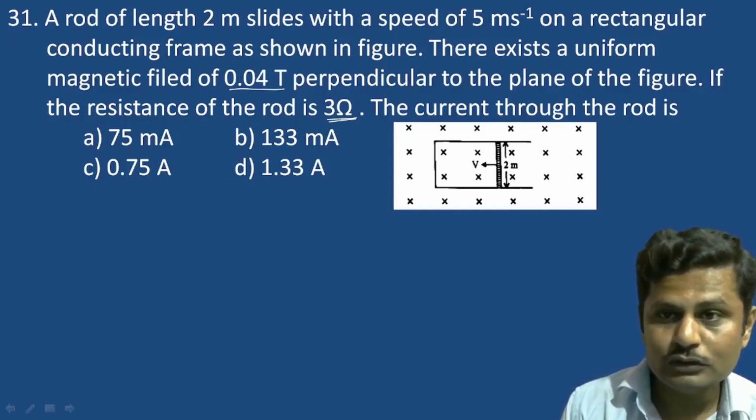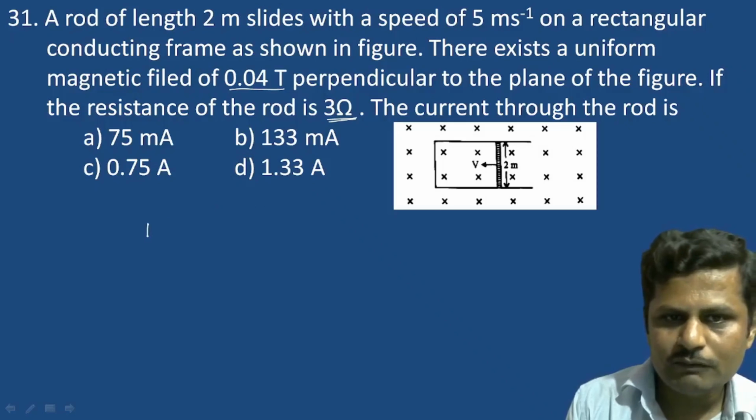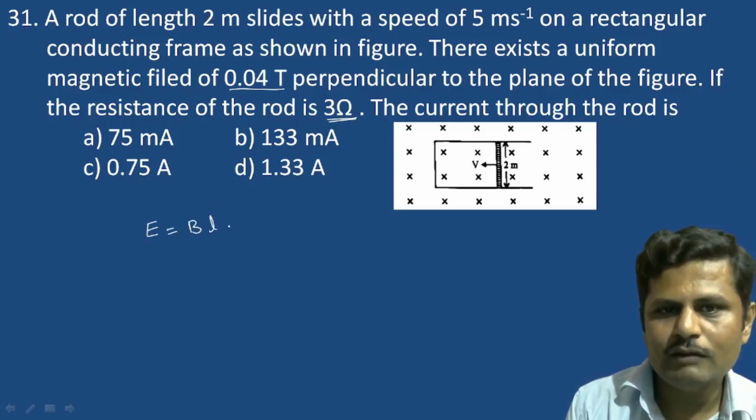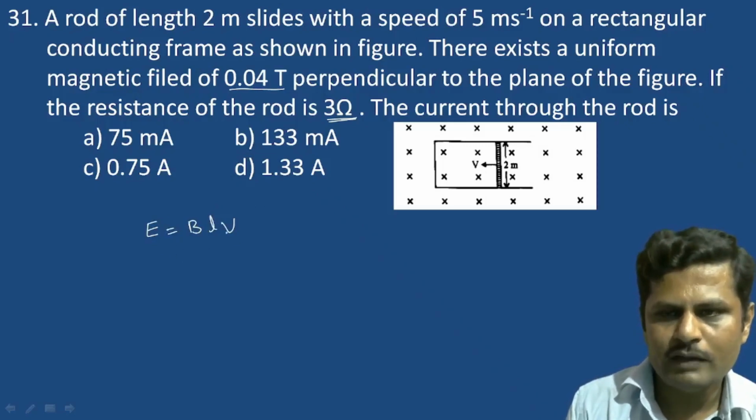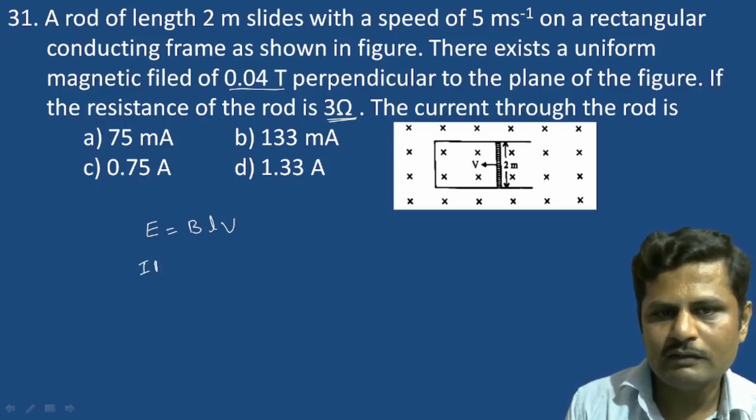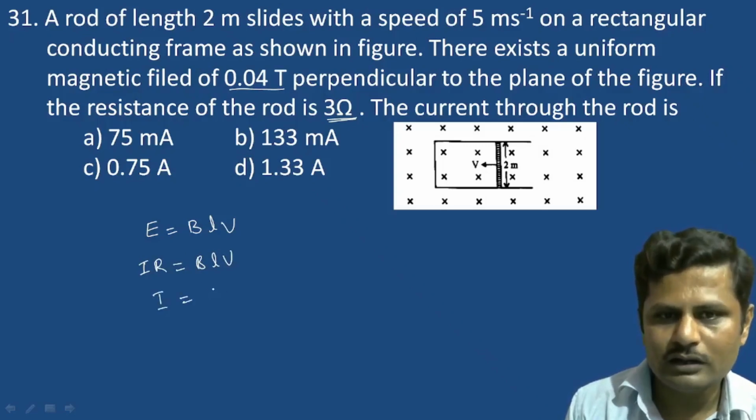Now, because of the motion of the conductor in the magnetic field, EMF will be produced in the conductor. That is referred to as motional EMF. Now, that motional EMF is given by the expression BLV. That is, motional EMF is equal to BLV, as we know. Now, this E, that is EMF, can be written as IR, that is BLV. Now, we can find out the current through the rod, that is BLV divided by R.